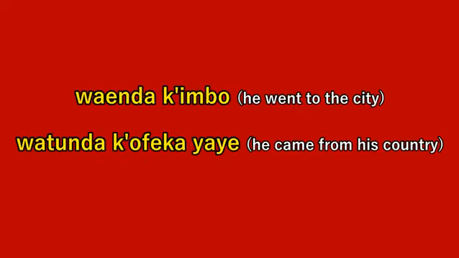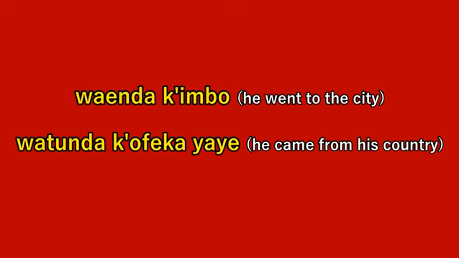Now more about that prefix preposition ku, which means a place to where or a place from where. Waenda kimbo, he went to the village. Observe that ku loses its vowel if it's followed by a word beginning in a vowel. So we don't have kuimbo, it's kimbo. Watunda kofeka yaye, he came from his country.